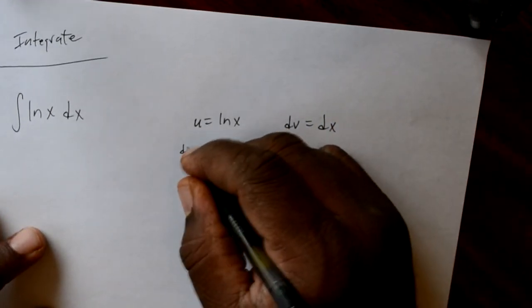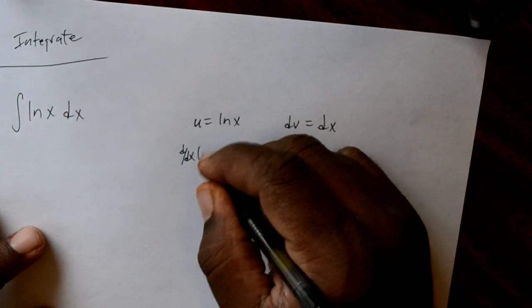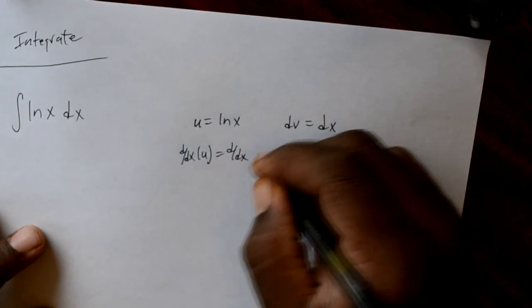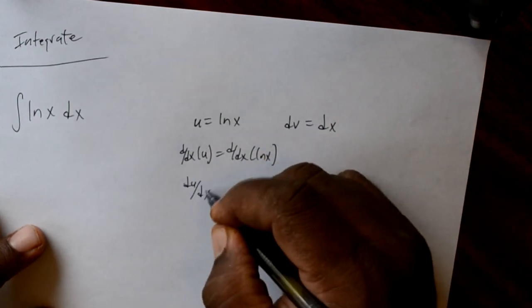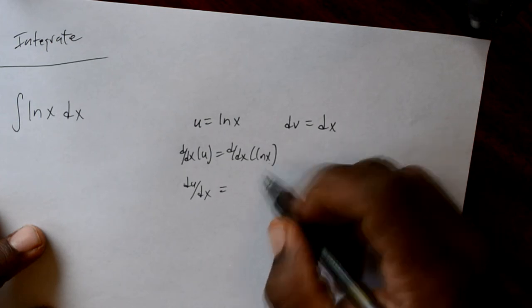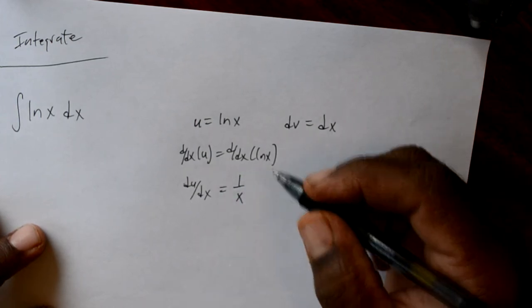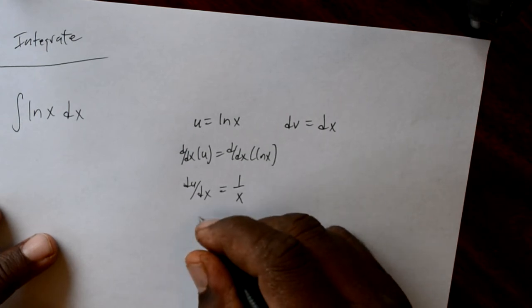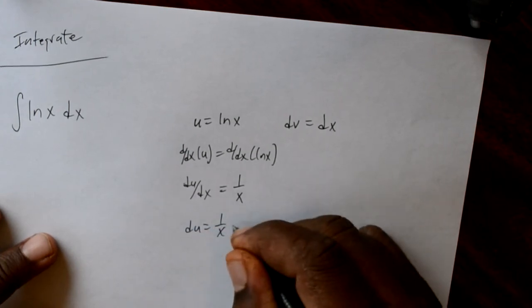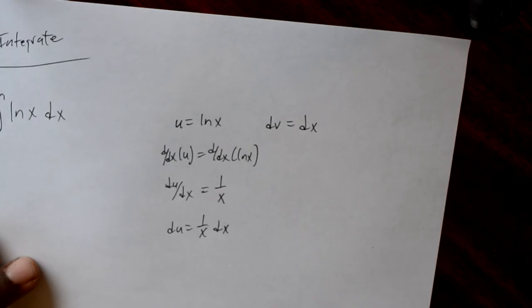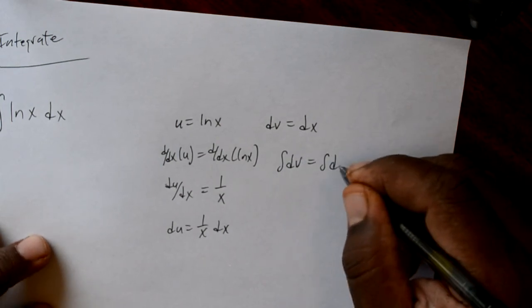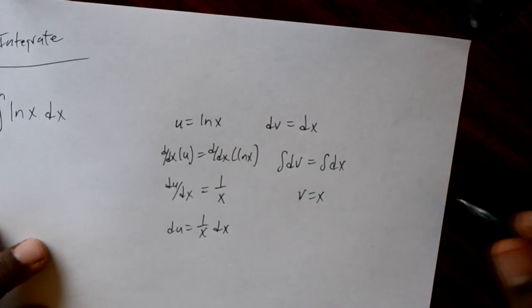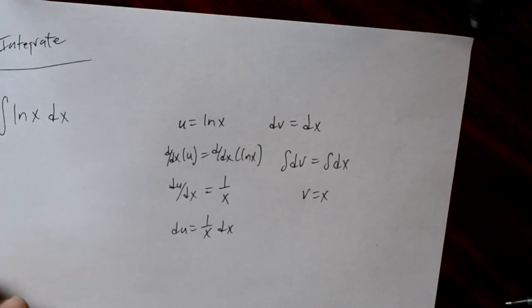I'll differentiate our u substitution equation. On the left hand side, we have du over dx. The derivative of the natural log of x is 1 over x. I'll solve for du, so I'll multiply both sides by dx. And I have du is equal to 1 over x dx. Next, we'll integrate the dv substitution equation. So we have v equal to x.